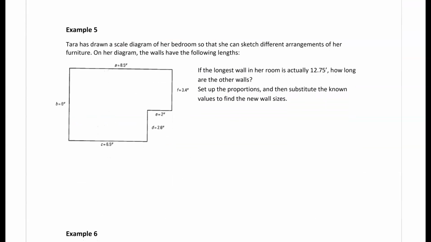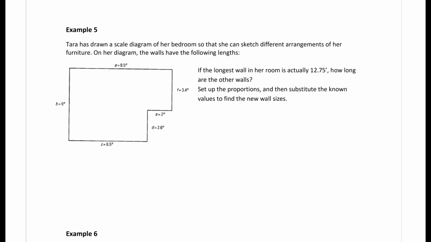Looking at example 5 now, we have Tara has drawn a scale diagram of her bedroom so that she can sketch different arrangements of her furniture. In her diagrams, the walls have the following lengths. So we have A, F, E, D, C, and B, and all the lengths are given for you.